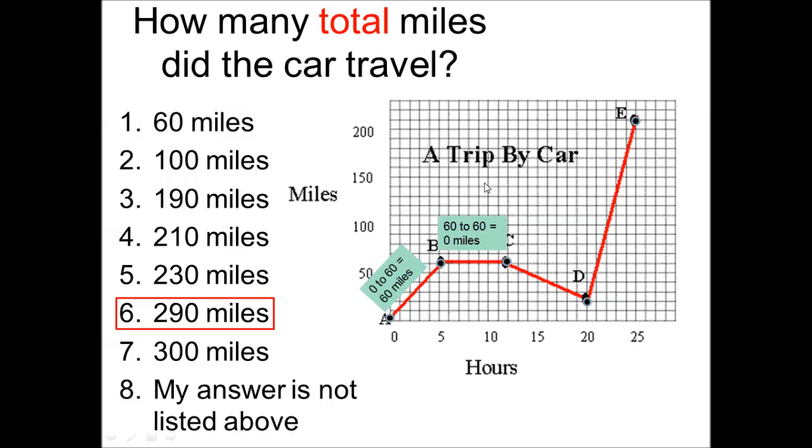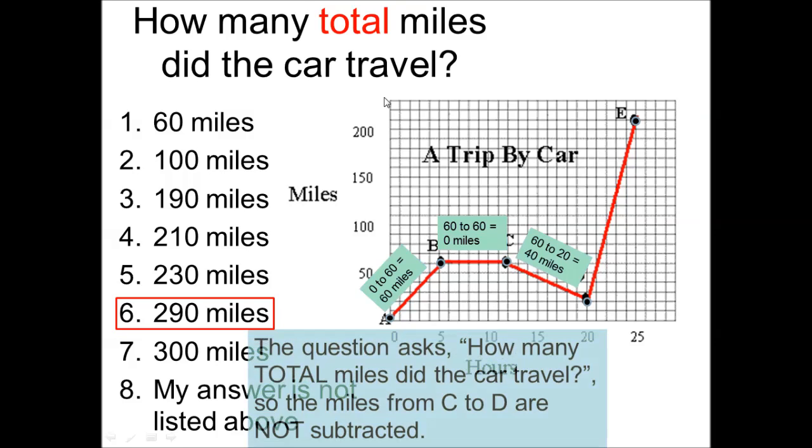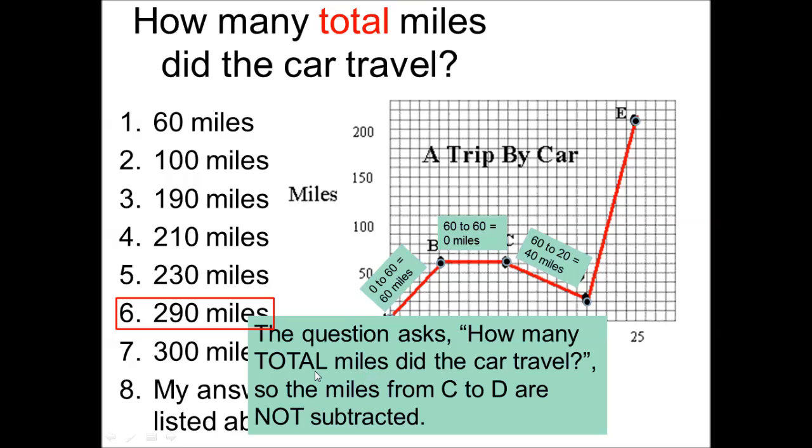Then what happened is on your way home, you start traveling home and you stop somewhere that's 20 miles from your house. So you were 60 miles away, now you're only 20 miles away. Well, what happens a lot of times is students will look at this and be like, oh, well, that's negative. But we're asking how many total miles did the car travel. So the miles from C to D are not subtracted because those are still part of the car's trip.